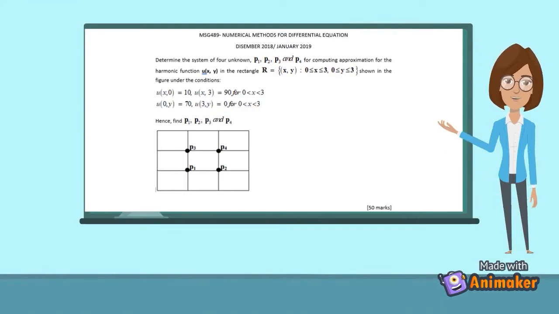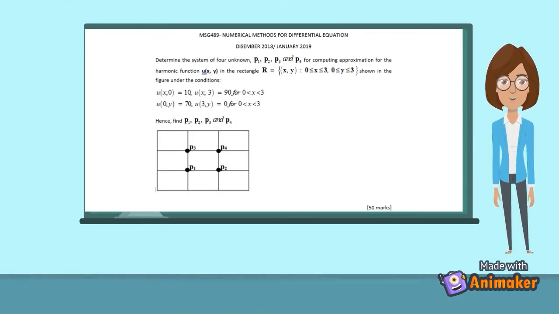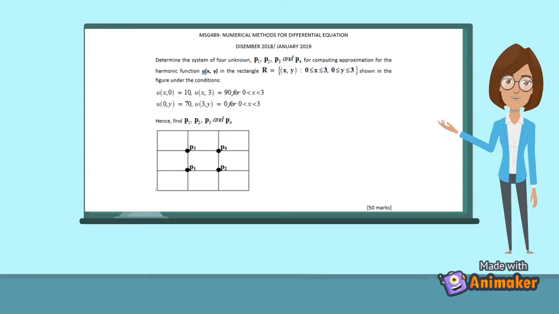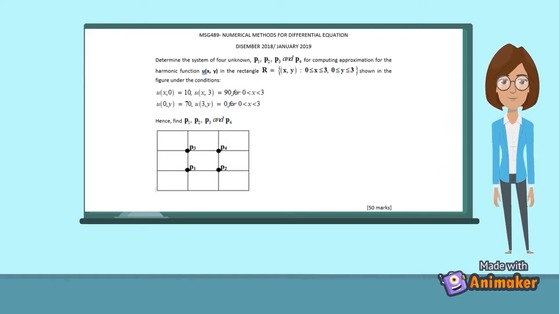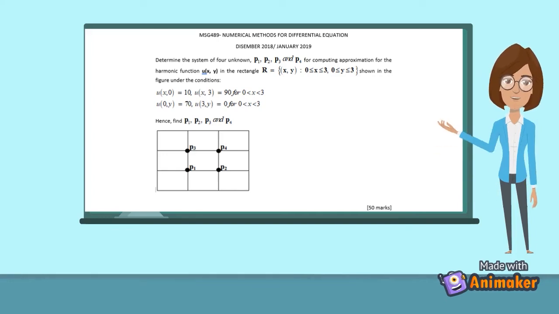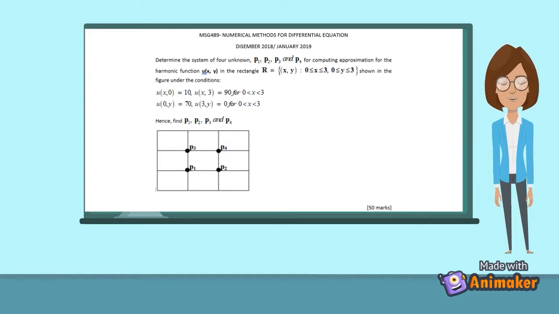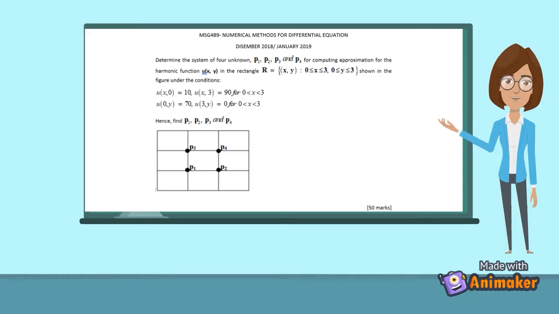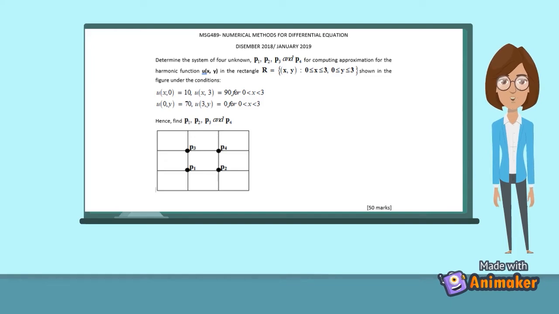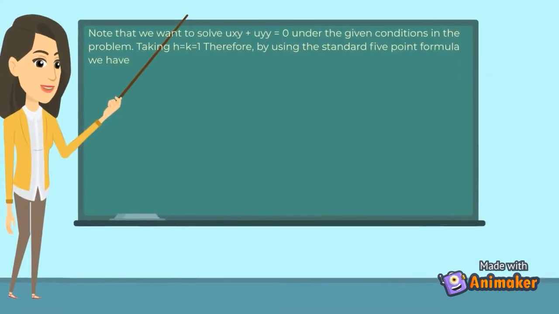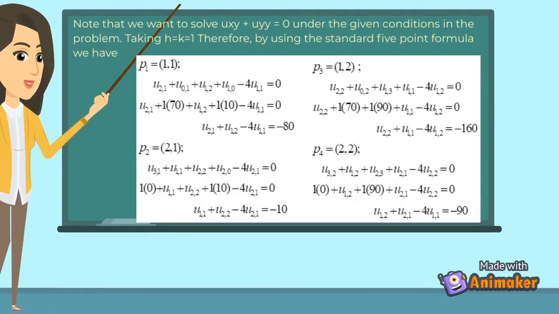Note that in this question we are required to determine the system of 4 unknowns P1, P2, P3 and P4 for computing approximation for the harmonic function u(x, y) in the rectangle R, where x and y are between 0 and 3, shown in the figure, under the conditions u(x, 0) equals 10, u(x, 3) equals 90 for x between 0 and 3, and u(0, y) equals 70, u(3, y) equals 0 for y between 0 and 3. Hence find P1, P2, P3 and P4. Notice that for this question we need to solve using the 5-point formula.